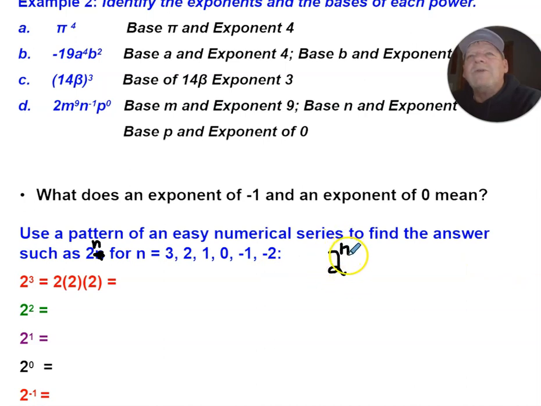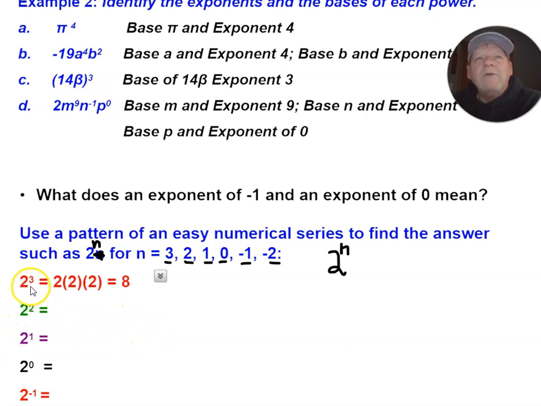And now we're going to substitute n equals 3, 2, 1, 0, negative 1, negative 2, and see if I can come up with a pattern. So let's do it and see what happens here. So 2 to the 3rd power means 2 times 2 times 2. That equals 8.